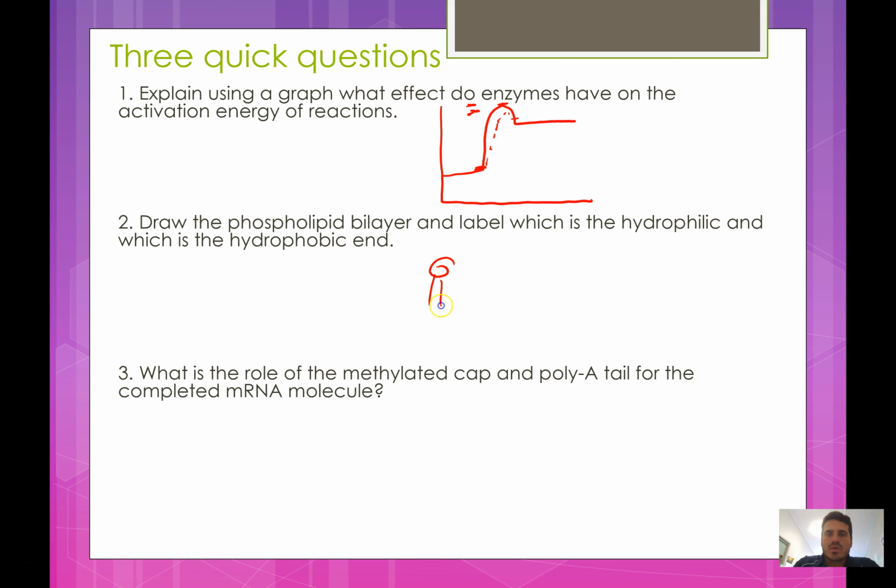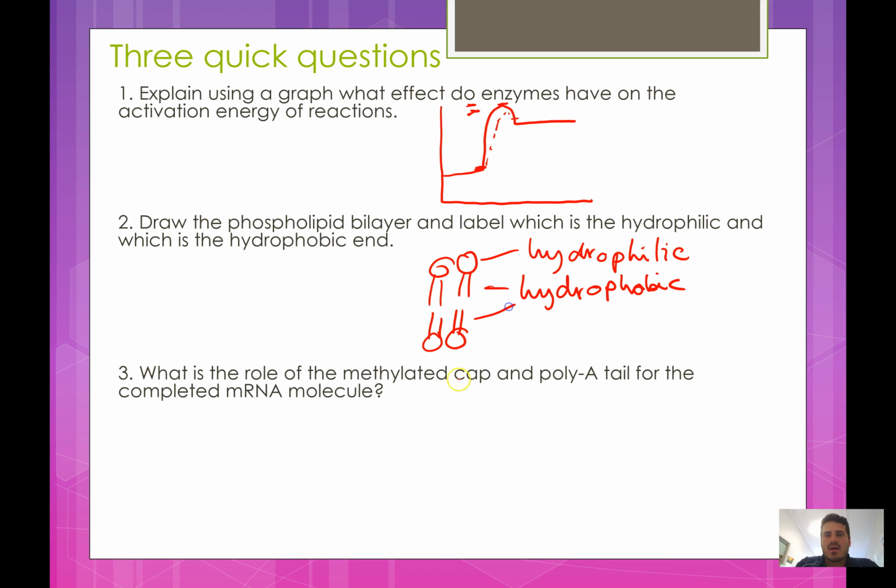All right, number 2 says, draw the phospholipid bilayer. So let's start that. Drawing the phospholipid bilayer. And we want to label which end is hydrophilic, which one is hydrophobic. So hydrophilic and hydrophobic. Cool. And then the same here, we'd have hydrophobic, and then this outside head would also be hydrophilic, right? Okay. We know that because outside of a cell and inside of a cell there's water, but in the middle of the membrane there's actually no water there.